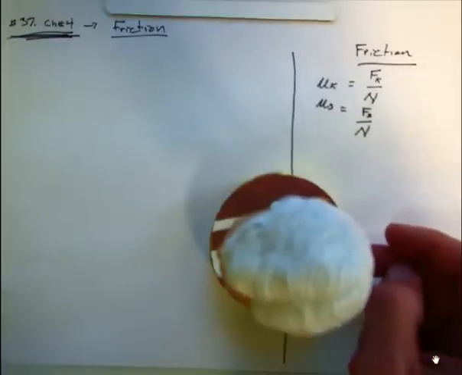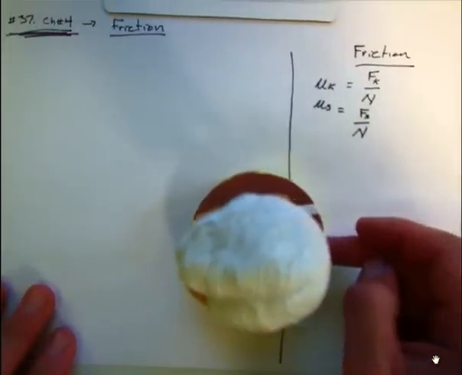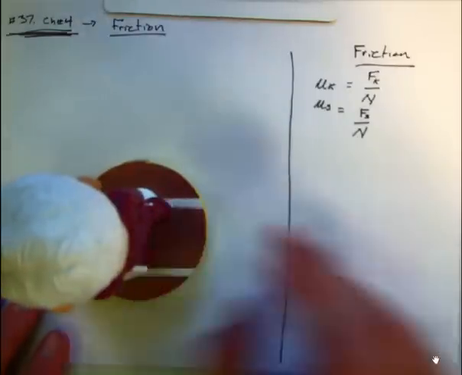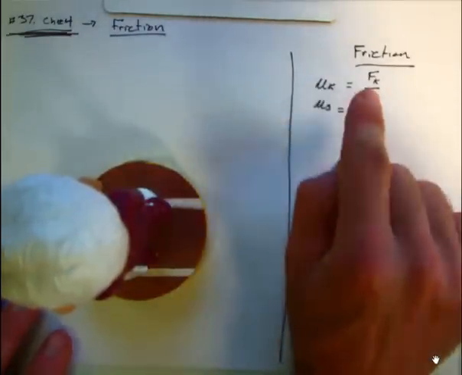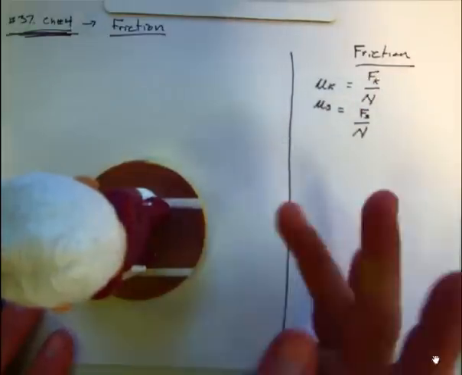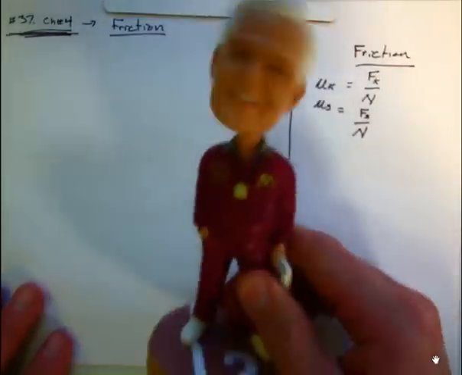Now, when an object is moving and there's still a friction force, that's kinetic friction. So kinetic friction force is moving friction. Static friction is not moving. Thank you, Roy.